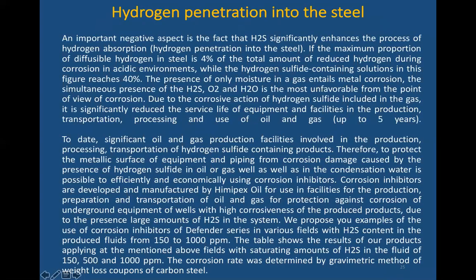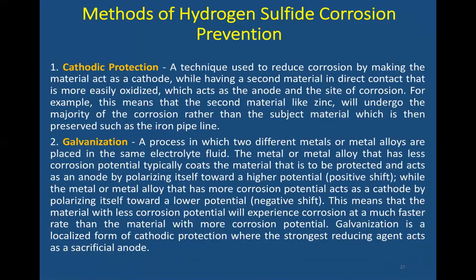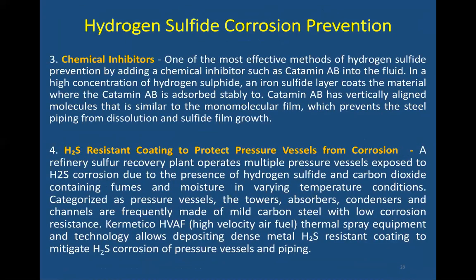And I told you that these are the details of the hydrogen penetration into the steel when hydrogen sulfide is broken into H+ and S2-. You can read this slide and get more details of the procedure. This is just a schematic diagram of how hydrogen sulfide will produce corrosion on the steel surface. It's one type of pitting corrosion. And the methods of hydrogen sulfide corrosion prevention, as I discussed, are cathodic protection, galvanization, and chemical inhibition, as well as H2S resistant coating to protect the pressure vessel from the corrosion.